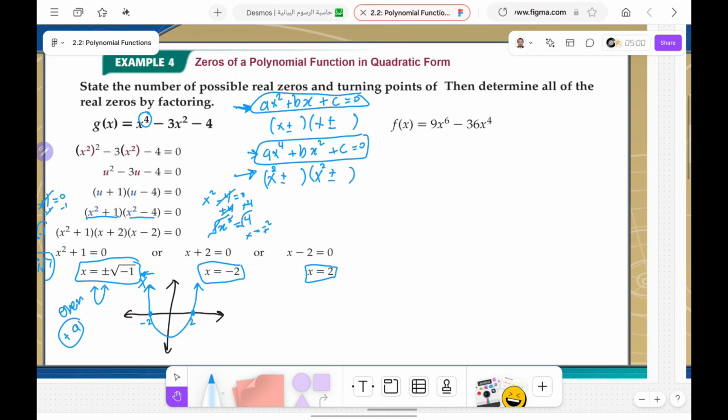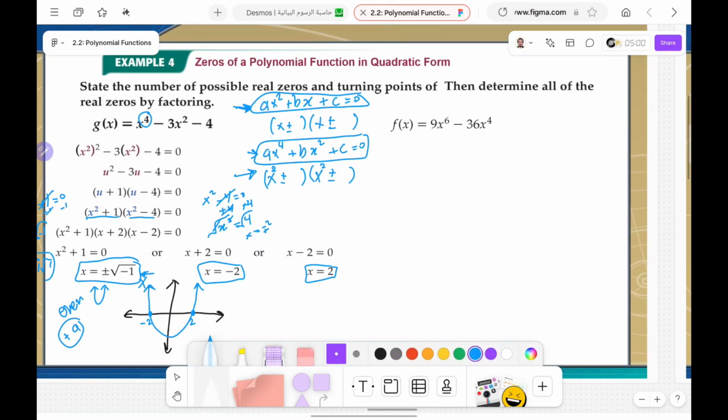Now let's take this example here. Always think about the common factor. The common factor here is 9 x to the power of 4. So if I take 9 x to the power of 4 as a common factor, it will be x to the power of 2 minus 4, equal 0.